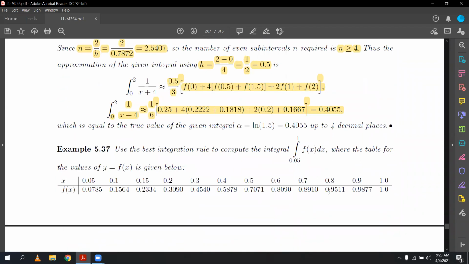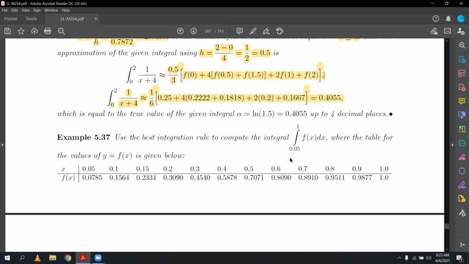What is next? Let's call this the last example we have here now. This example is slightly difficult, because here he says use the best integration rule to compute the integral. You can see we must take the first point and we must take the last point, right? And the points should be equally spaced. So how can we take this one here?